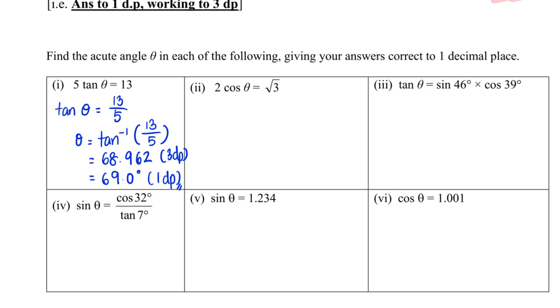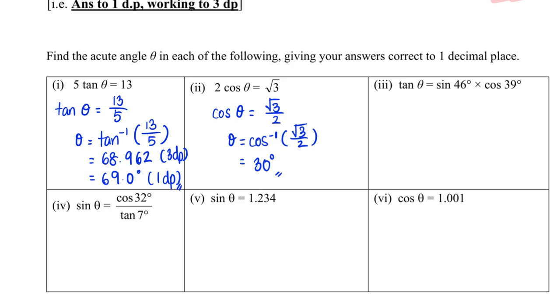For part 2, this means 2 times cosine theta, which is the angle, equals square root 3. Again, I'm going to divide by 2 on both sides, after which I will be able to get my angle. When you press your calculator, do take note that you need to use the second function. For this particular question, it gives an exact value of 30 degrees, so we do not have to leave our answer in 1 decimal place.